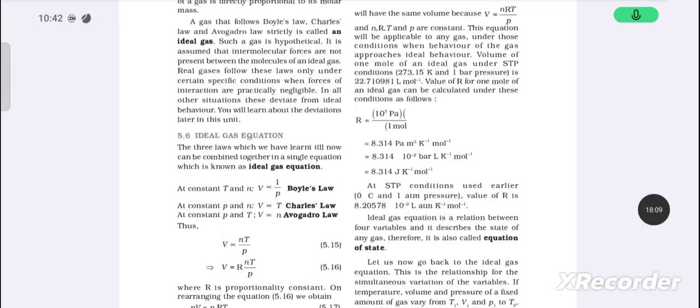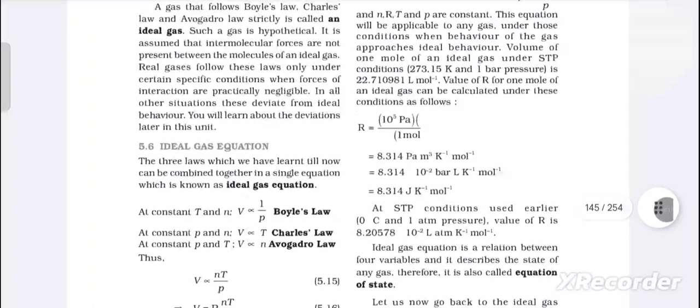A gas that follows Boyle's law, Charles' law, and Avogadro's law strictly is called an ideal gas. Such a gas is hypothetical. It is assumed that intermolecular forces are not present between the molecules of an ideal gas. Real gases follow these laws only under certain specific conditions, when forces of interaction are particularly negligible. In all other situations, they deviate from ideal behavior. You will learn about the deviation later in this unit.